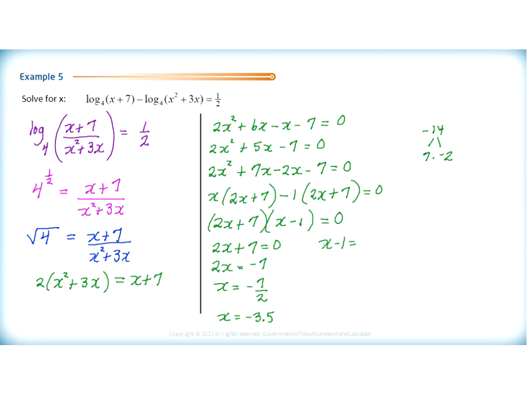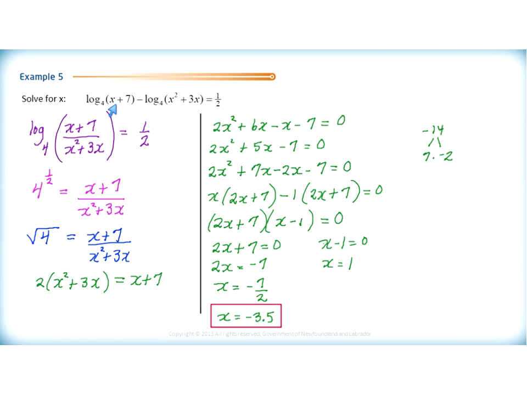As well, x minus 1 equals 0 when x is equal to 1. We need to check for extraneous solutions. So when x is negative 3.5, negative 3.5 plus 7 would give us a positive 3.5, so we could take the log of a positive number. And similarly, when you substitute in negative 3.5 and square it and add 3x, you will still get a positive number. So in this case, x equals negative 3.5 is an acceptable solution.